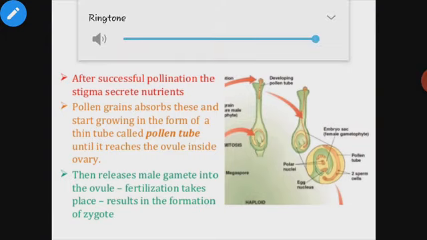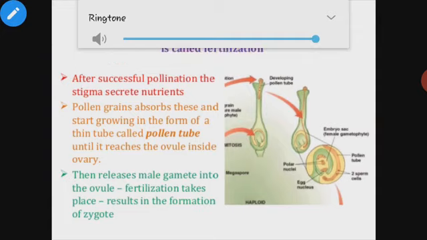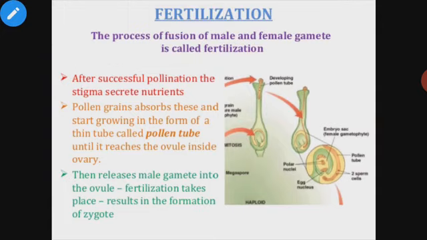Dear students, in the previous lecture I had discussed the agenda of pollination and fertilization. I will repeat it. What is fertilization? The process of fusion of male and female gametes is called fertilization. During pollination there is the transfer of pollen grain from anther to the stigma of the flower.